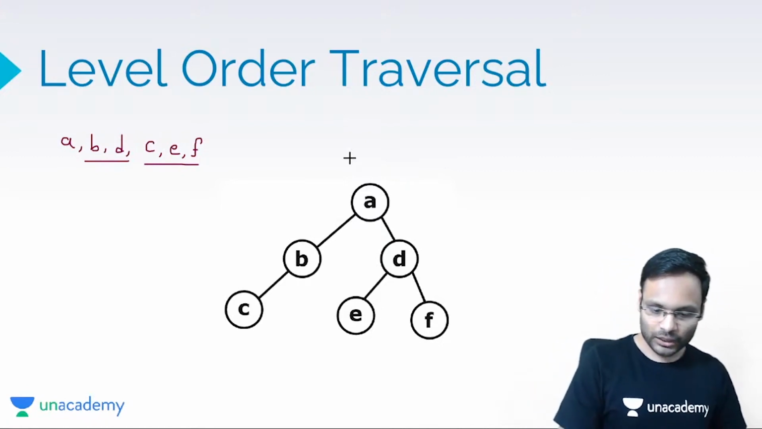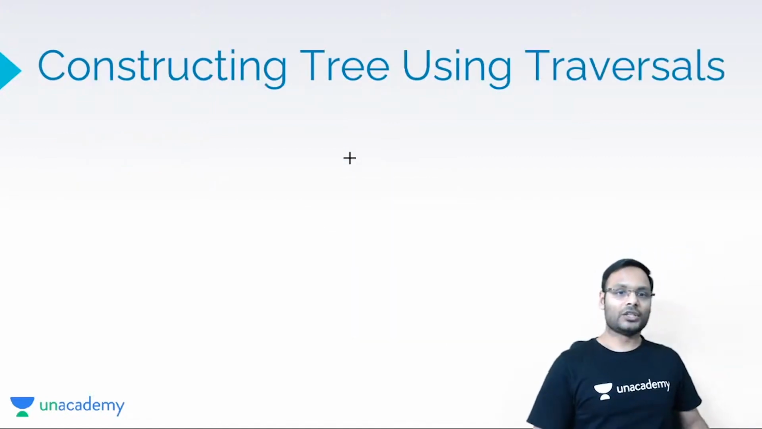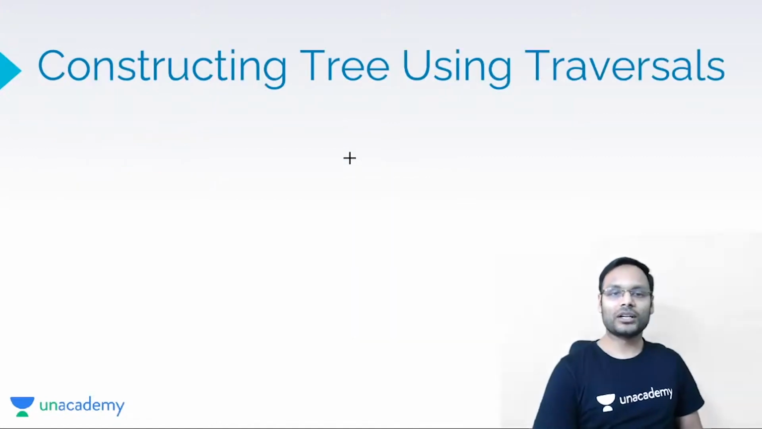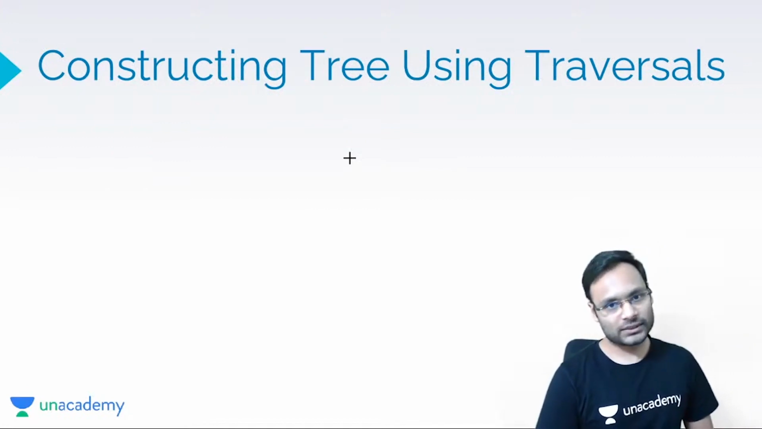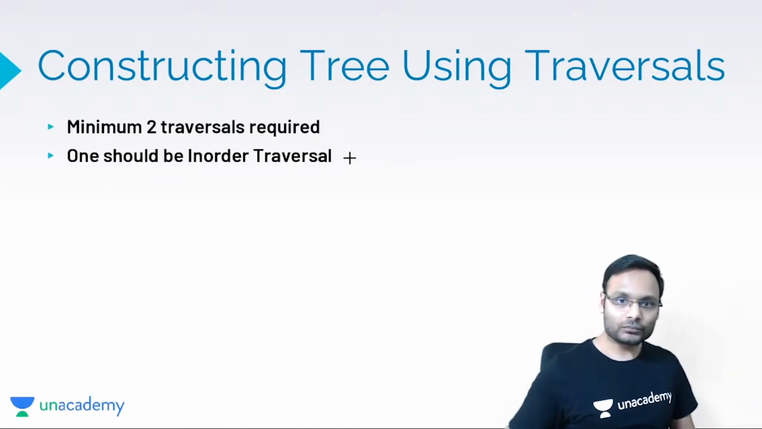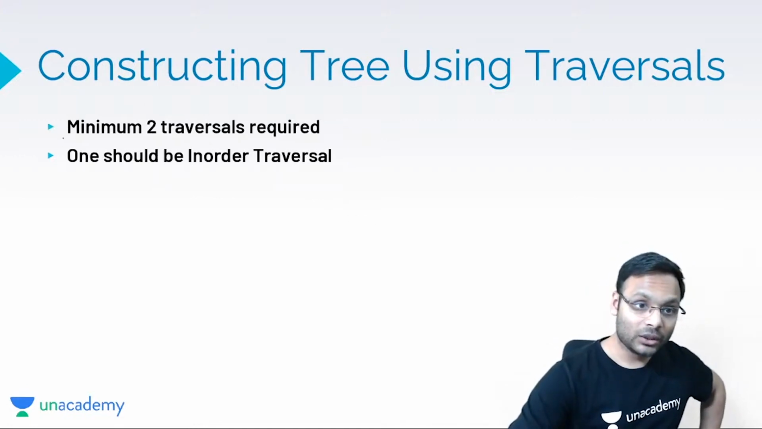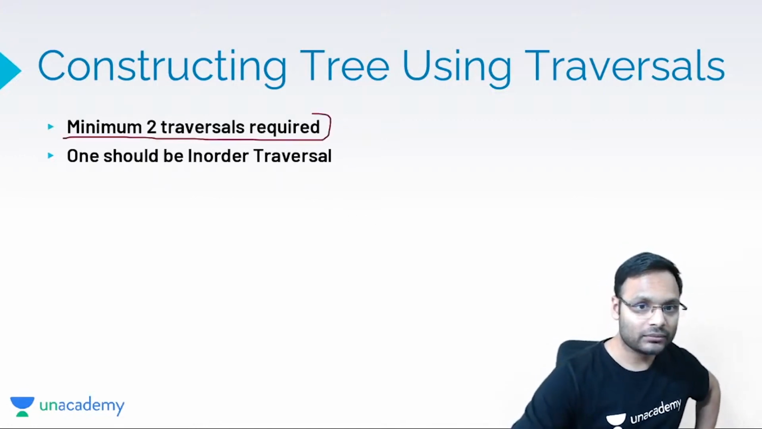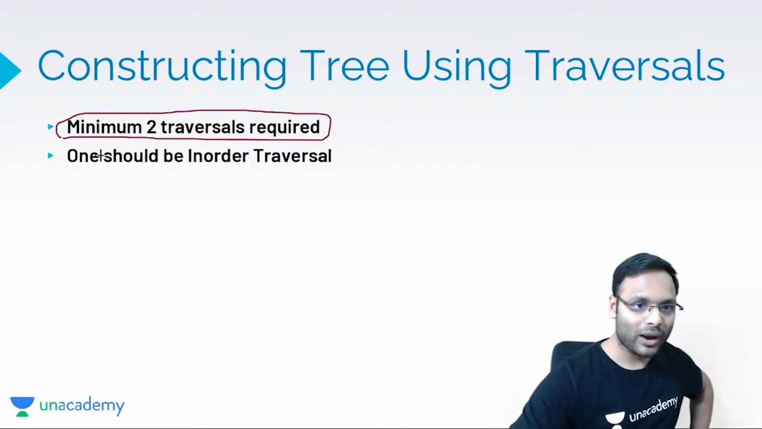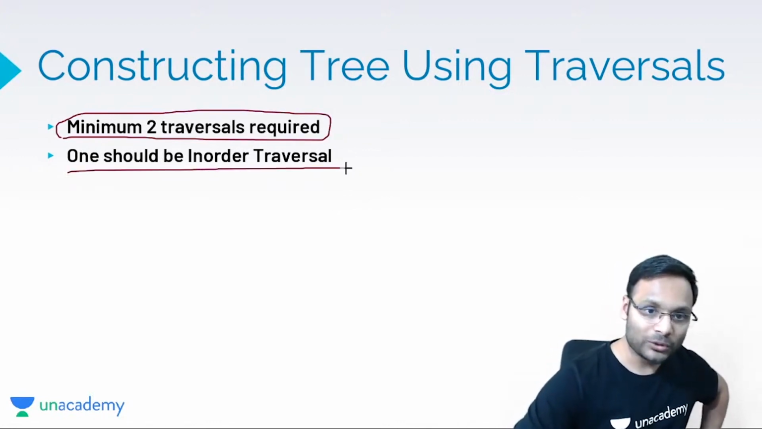समझ पा रहे हो? अभी तक सब कुछ क्लियर है? चलिए अब बात करेंगे constructing the tree using traversals. If you want to construct the tree using traversals, then 2 traversals आपको चाहिए. 2 traversals are required, and among those one should be in order.